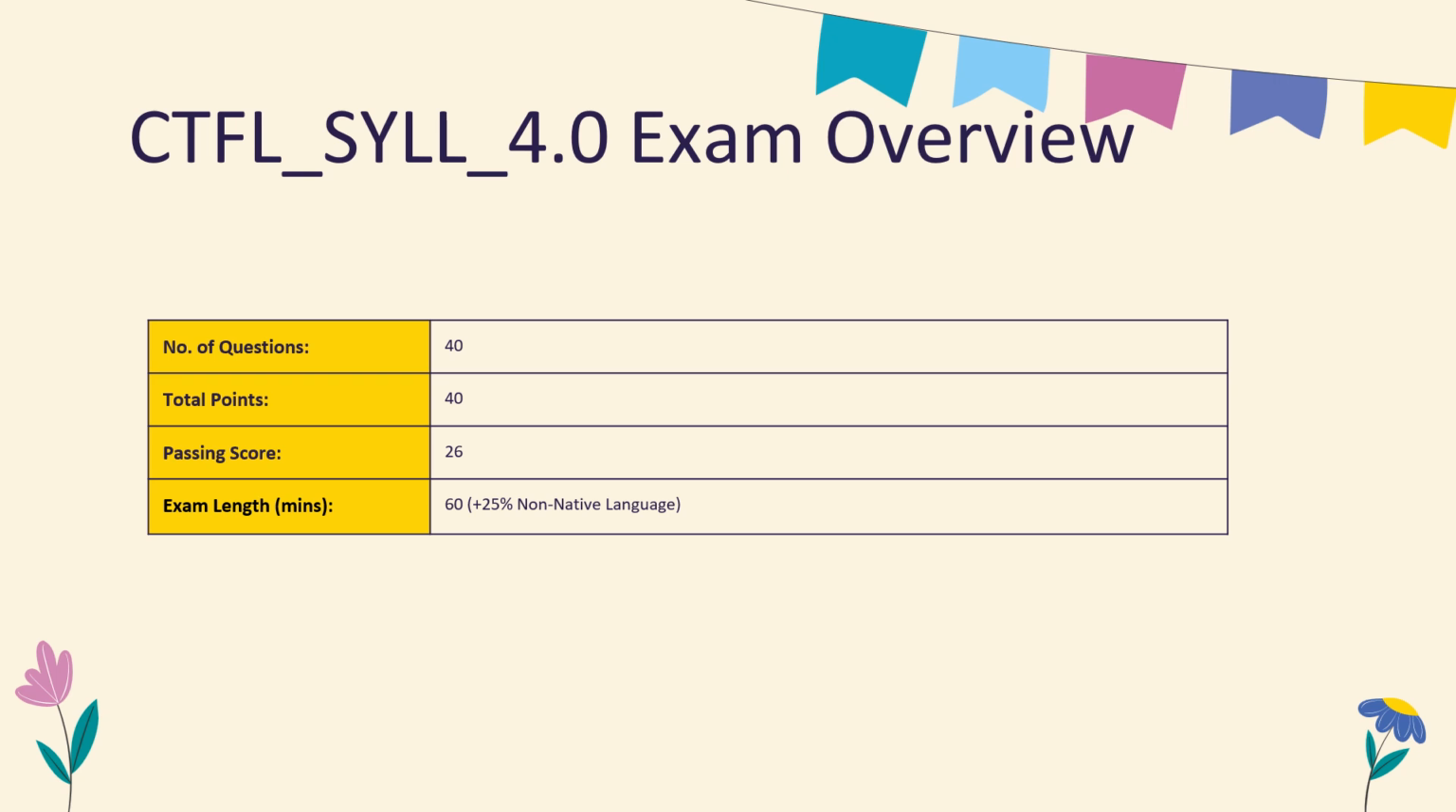The CTFL_SYLL_4.0 exam consists of 40 questions, with a total of 40 points available, indicating that each question is worth 1 point. To pass, candidates must score at least 26 points, equating to a passing threshold of 65%. The standard exam duration is 60 minutes, however, non-native speakers of the exam's language are granted an additional 25% time allowance, extending their total time to 75 minutes. This structure emphasizes the importance of accuracy and time management during the assessment.